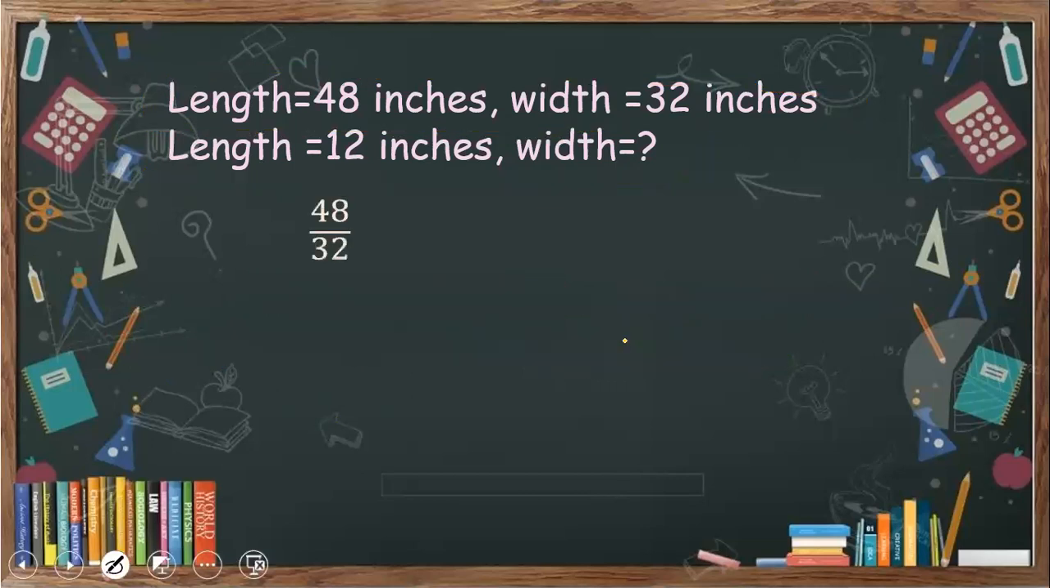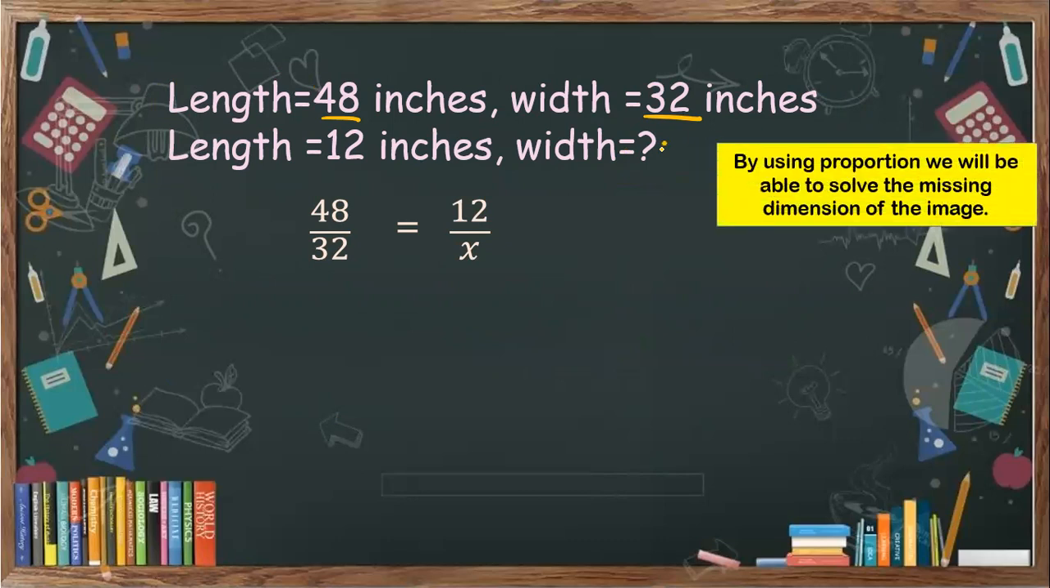So now let us solve our given. 48 is to 32 inches equals 12 is to x, since the width is missing. By using proportion, we will be able to solve the missing dimension of the image. But before that, take a look at this given. Since this is a fraction, we can get first the lowest term of 48 and 32 so that we can easily solve for the missing term. So get the lowest term of 48 and 32.